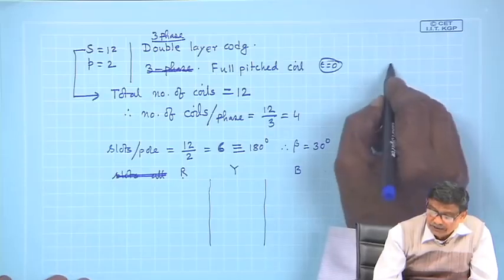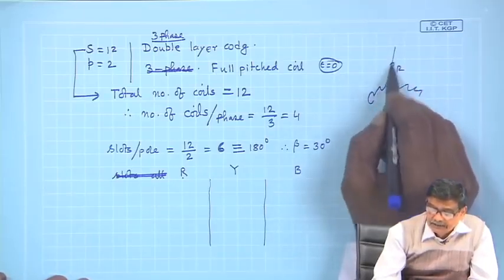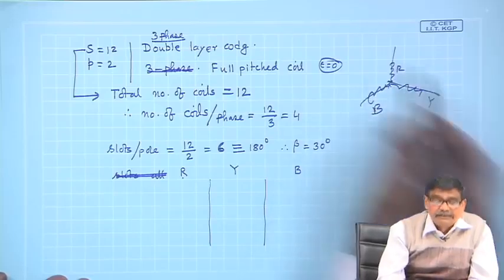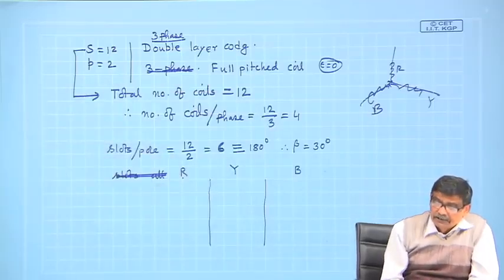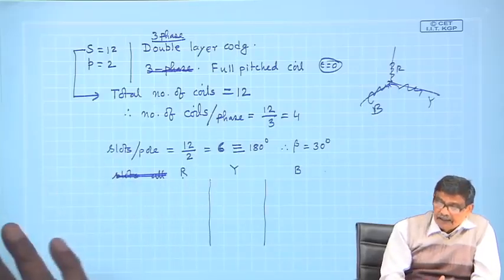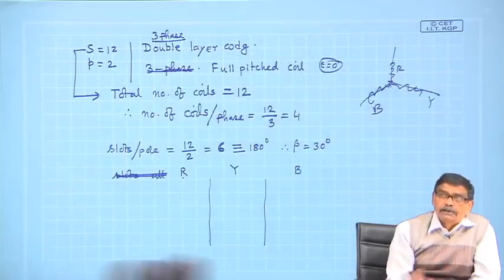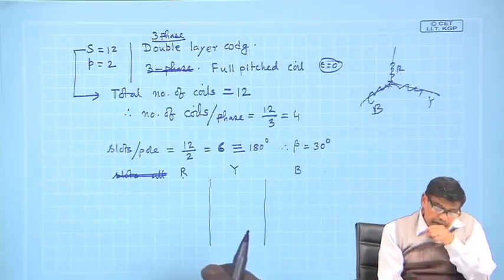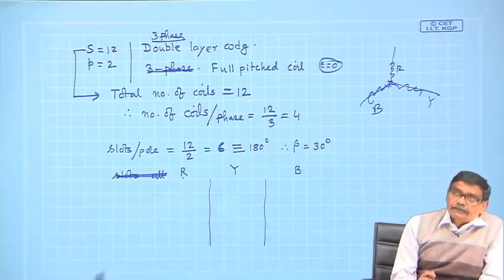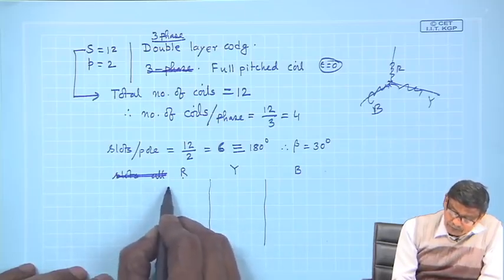That is how we draw, no? We are used to drawing like this. This is R phase, this is Y phase, this is B phase. So, RYB is the phase sequence. So, the axes of R phase coil and Y phase coil, they are equal turns 120 degrees apart, that is all. Now, suppose I decide that I will start with R phase. R phase, I start with slot number 1.